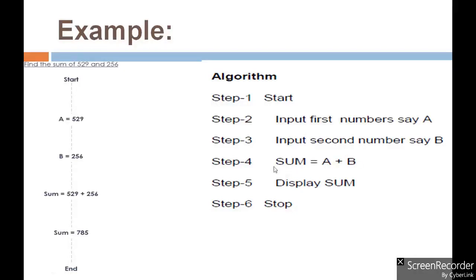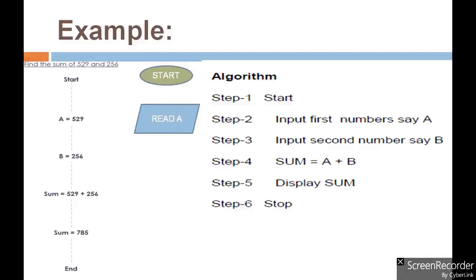And in the next step, the output, the result of the addition of the two numbers, will be displayed. And in the last step, the problem solution is completed and we will denote it with the stop step in the algorithm. Okay, so now let's see how to draw the flowchart for this particular algorithm, or the solution of the problem. First of all, we have to make the start symbol with the oval shape.